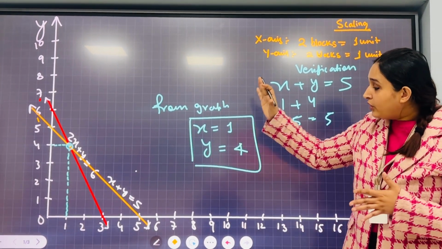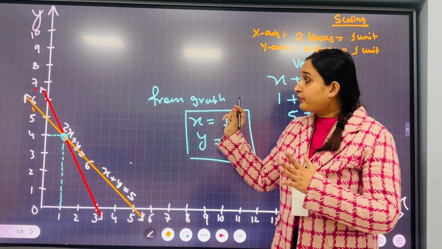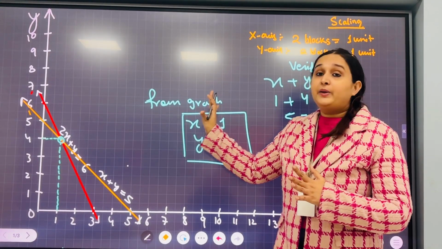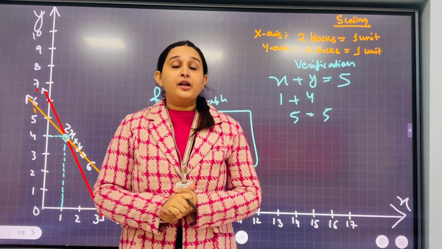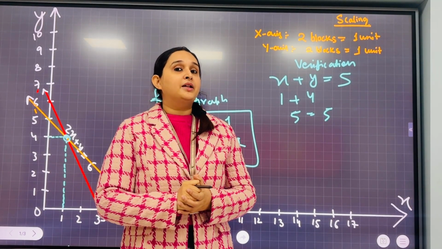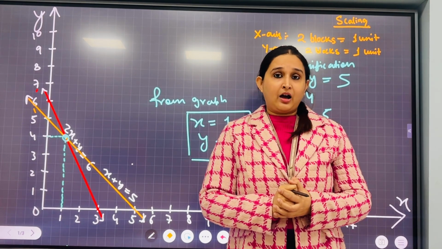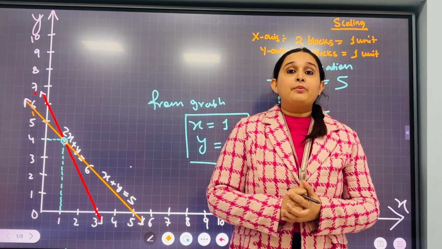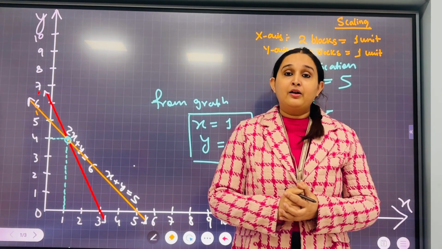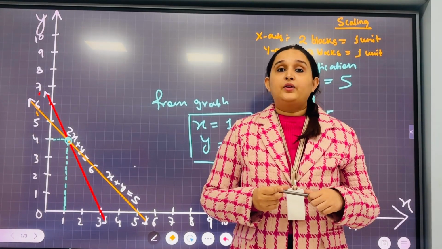Children, when you are drawing the graph, make sure the pencil is sharpened. It should be pointed and it should be clean. Now the homework for you is to solve one question from the graph and tell me whether it will be consistent or inconsistent. So I am giving you this as homework. Figure it out and tell me about the consistency of the given equations.